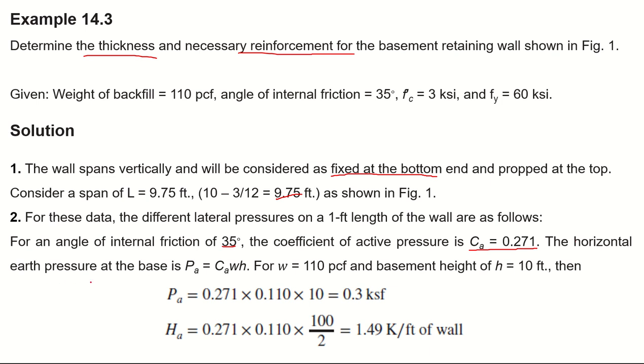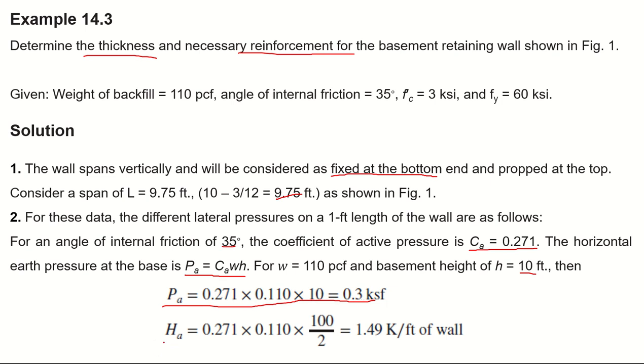The horizontal earth pressure at the base, putting in this equation, the horizontal pressure is Ca W H. W is given, which is 110, and H is also given, which is 10 feet. Then the horizontal pressure is 0.271, which is Ca, times 0.11, which is the weight, and 10 is the height. So we got 0.3 ksf.